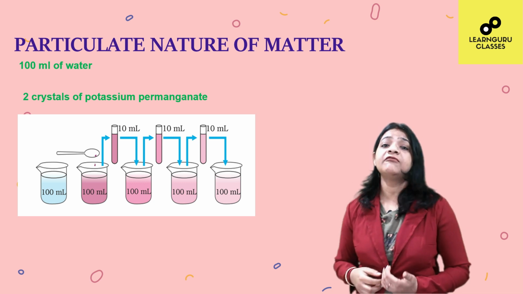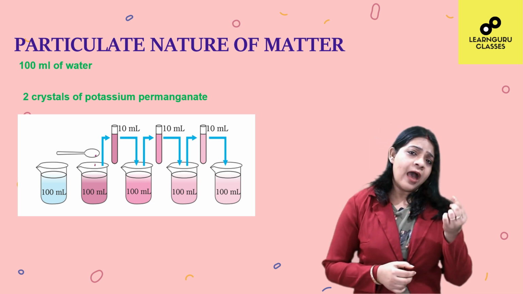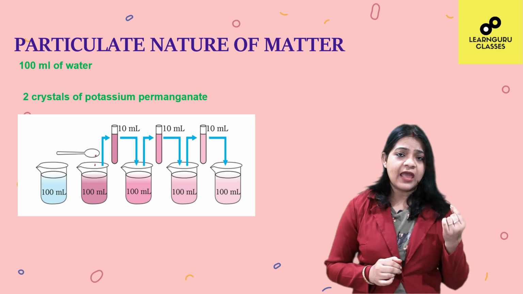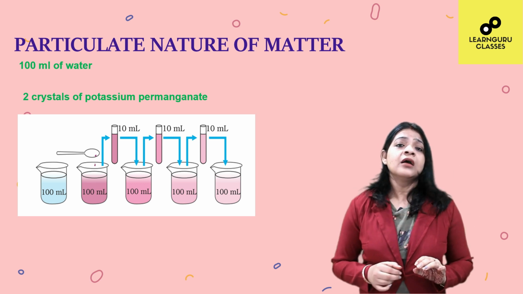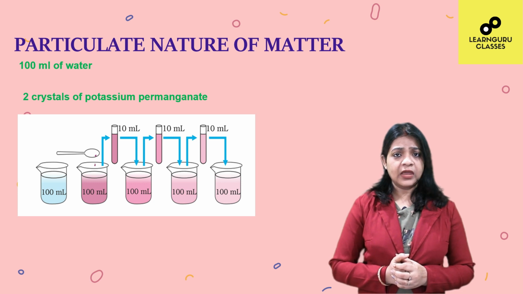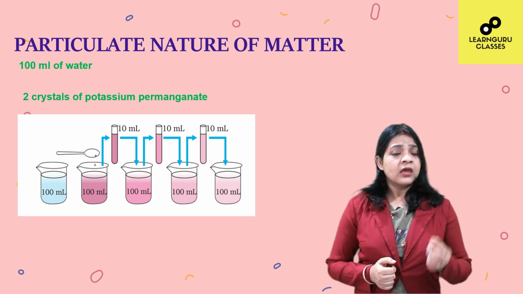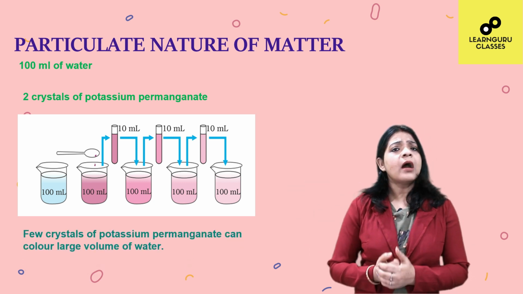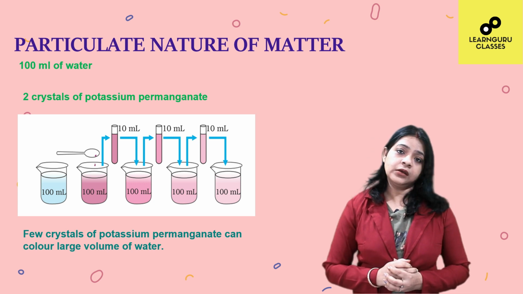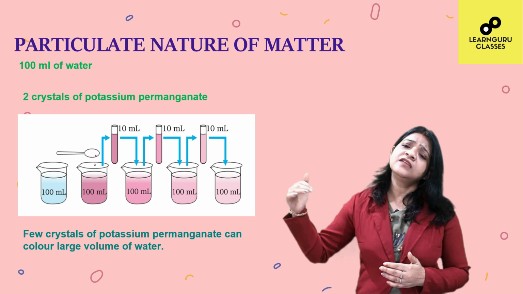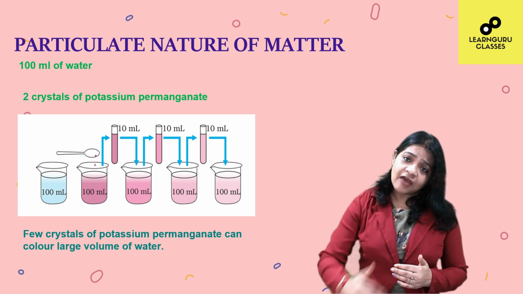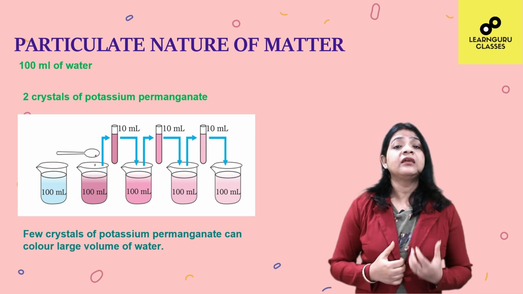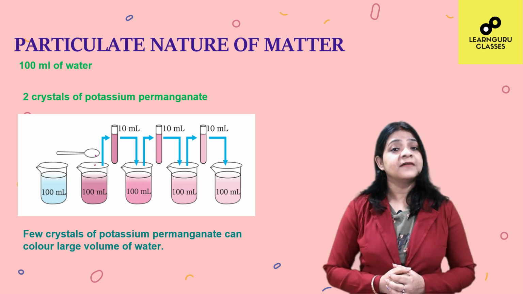Now to understand even further, let's take 10 ml of the potassium permanganate solution and put it into a clear 100 ml of water. From the picture you can see we are taking 10 ml and adding it into 100 ml of clear water. Now what do we see? The water turns pink. And this process is continued, and at every step we see the water turns pink, though the pink color is not as intense as in the first case.